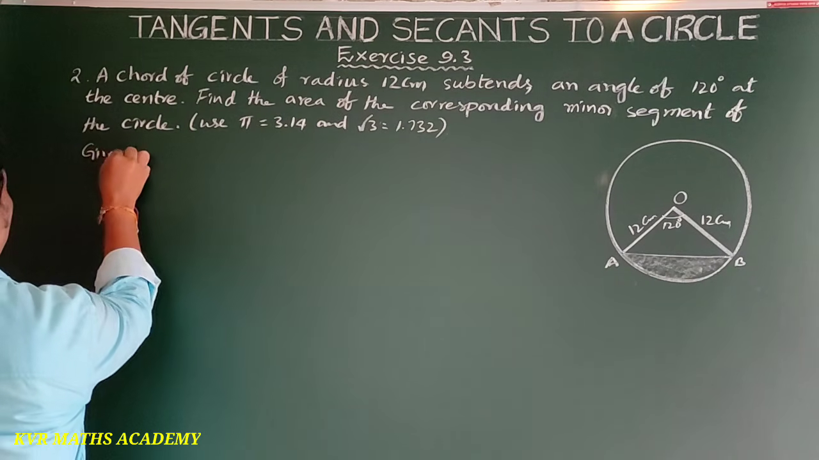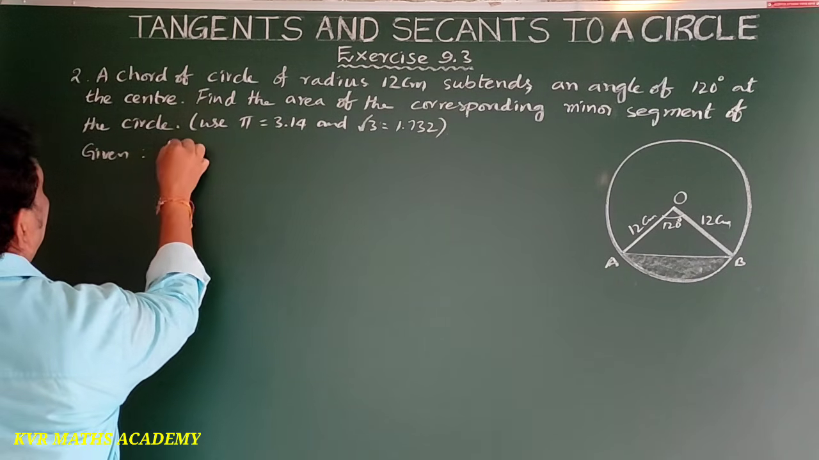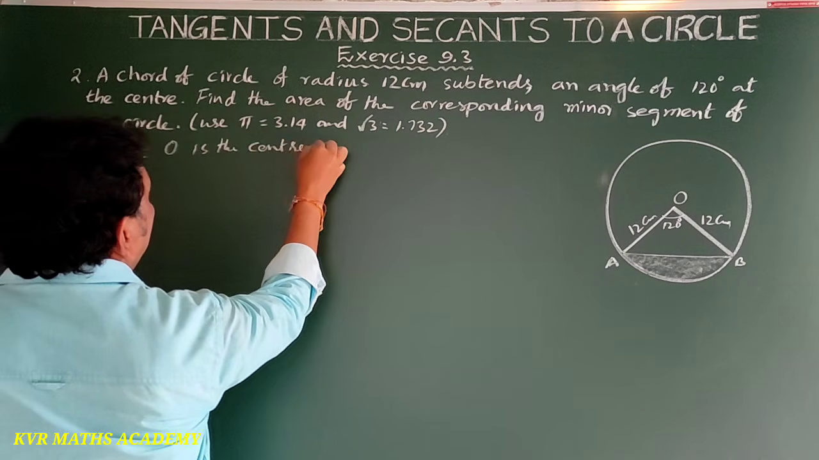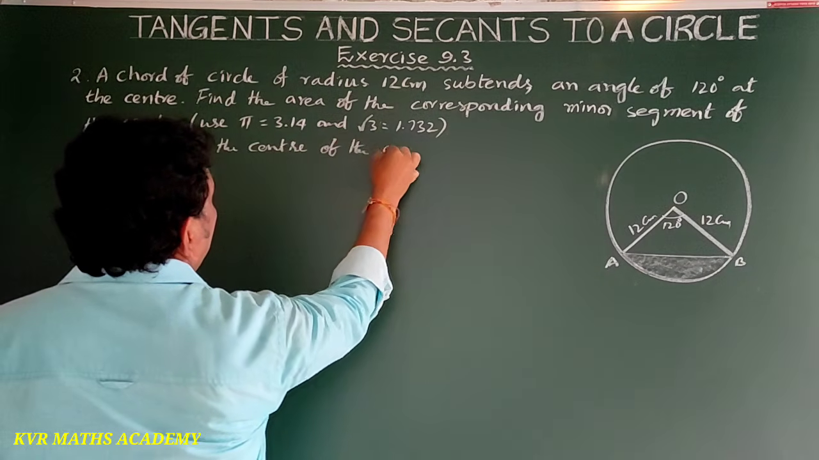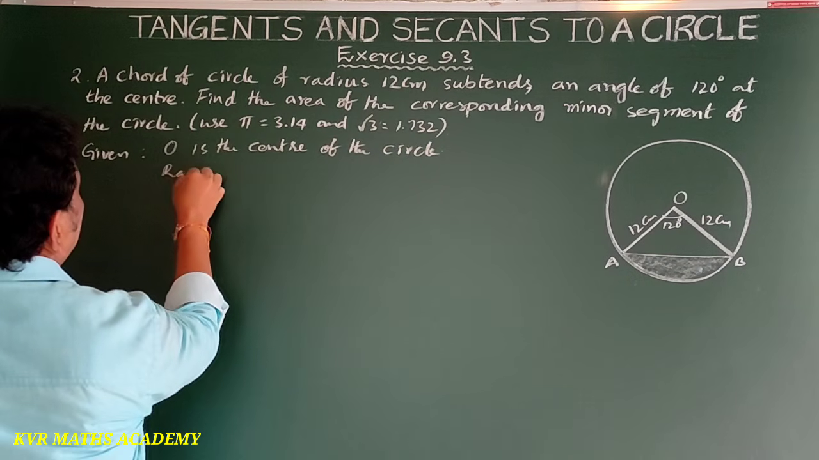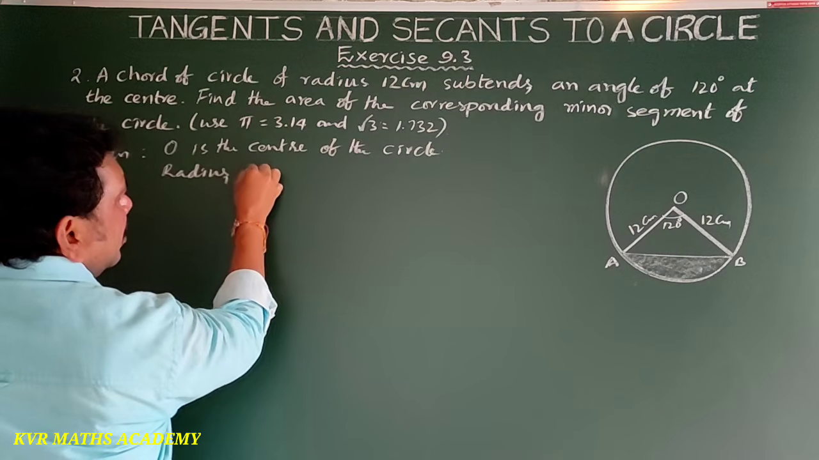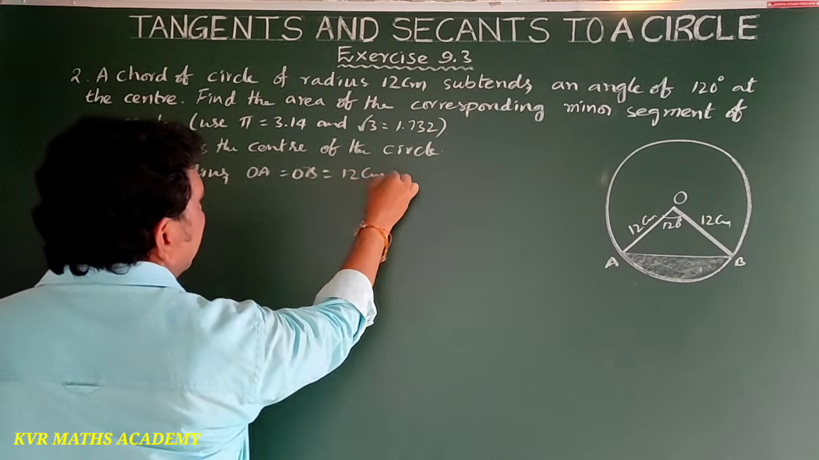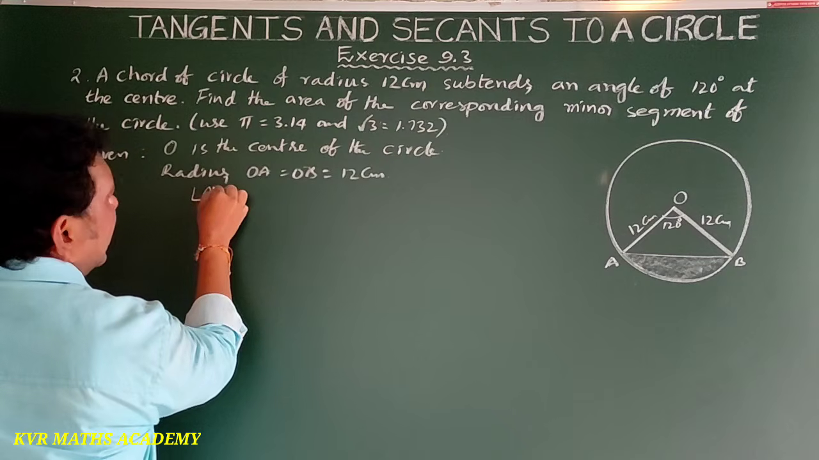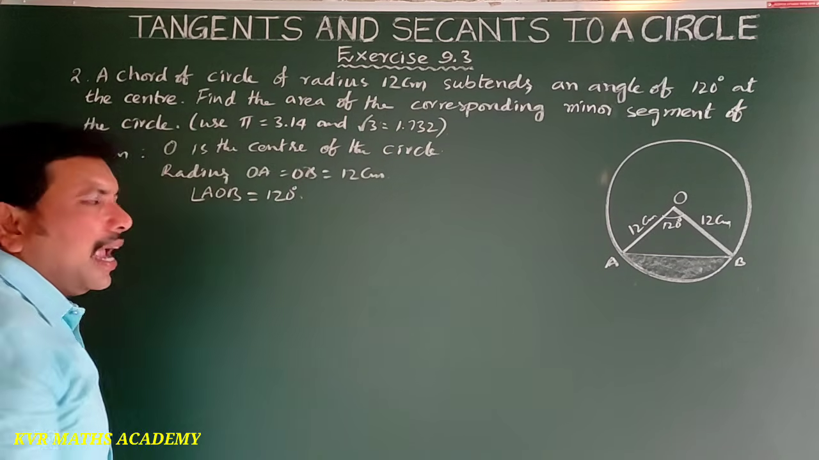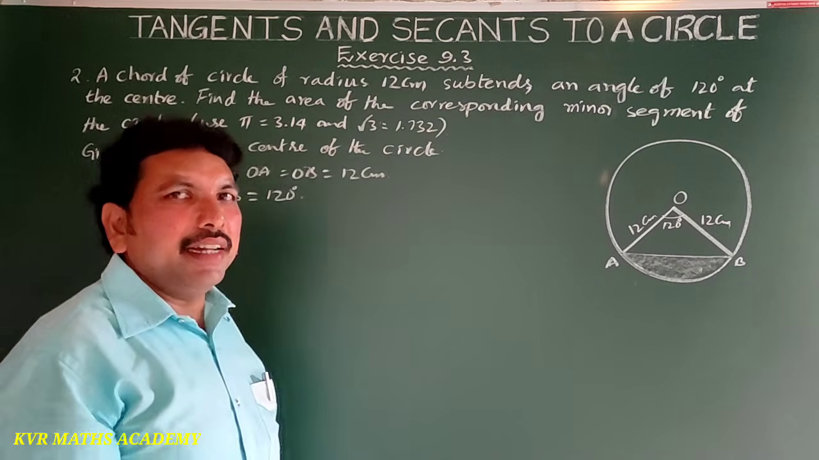What has given? O is the center of the circle. Next, radius. Radius OA is equal to OB is equal to how much? 12 centimeters has given. Next, angle AOB is equal to 120 degrees.